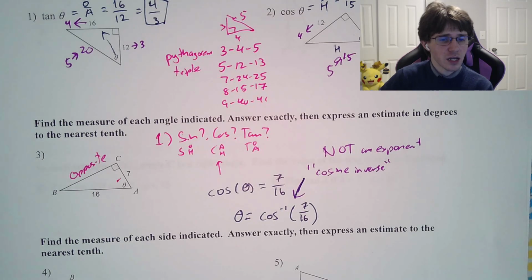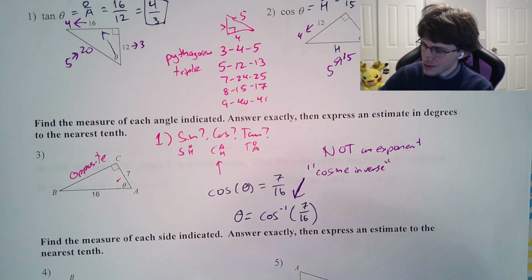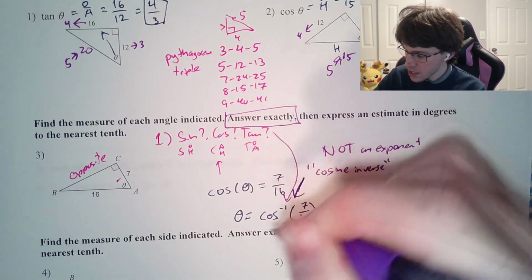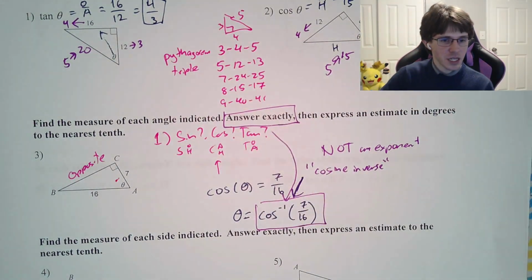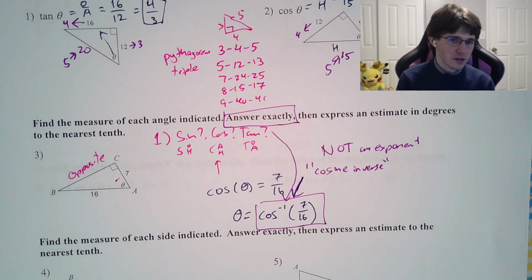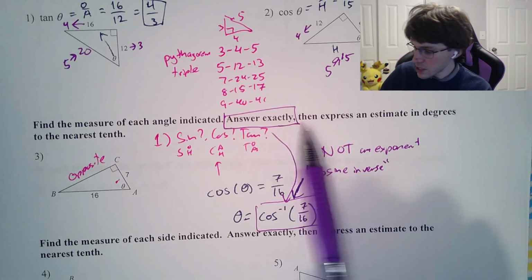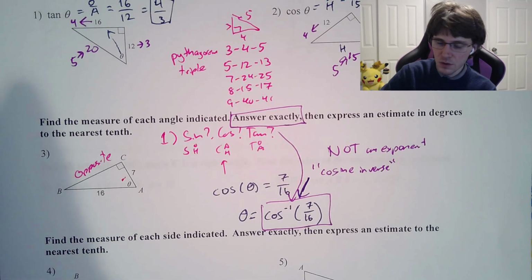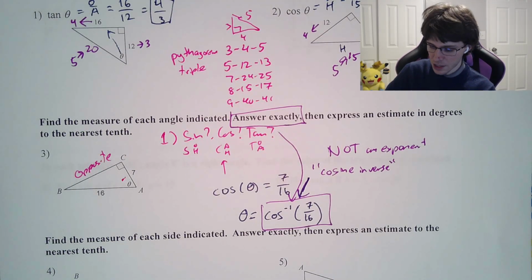So anyways, we say cosine inverse. When I say answer exactly, this right here is the exact answer and you're done. An angle, done. It's the cosine inverse of 7 over 16. You have nothing else to do. But it does say to express the estimate in degrees to the nearest tenth, and we're using degrees on this question because it is the one that people are most used to. We'll switch over to radians later in the lesson.